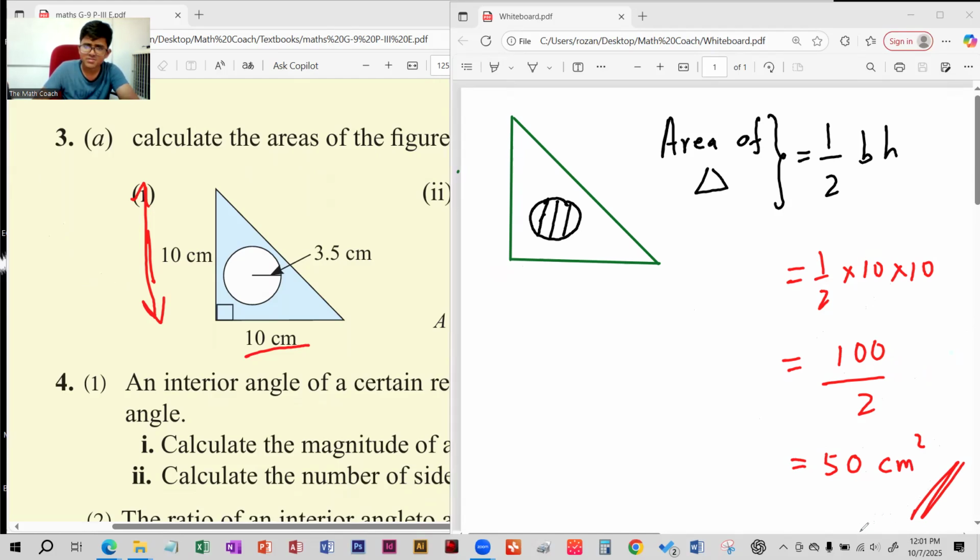Is that it? Is the question finished? No, it's not. We have to find the shaded area. This triangle has a hole, so we should omit this hole. We should find this area by subtracting the circle area.